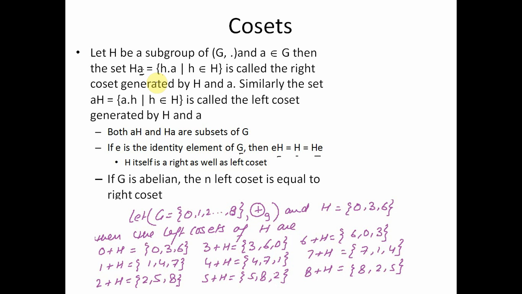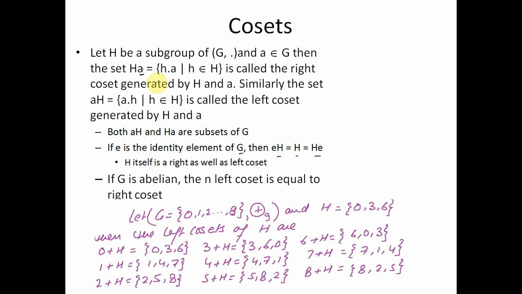Let A be any element of G, then the set defined by HA, that means all the elements of H operated upon on the right hand side by the chosen element from G, is called the right coset. Similarly, the set AH, defined by taking all the elements of H and operating them on the left hand side by the chosen element from G, is called the left coset generated by H and A.